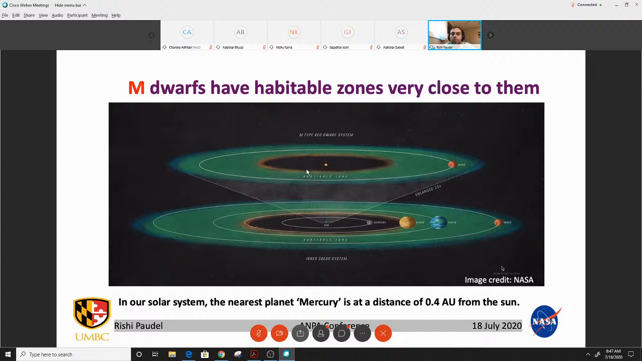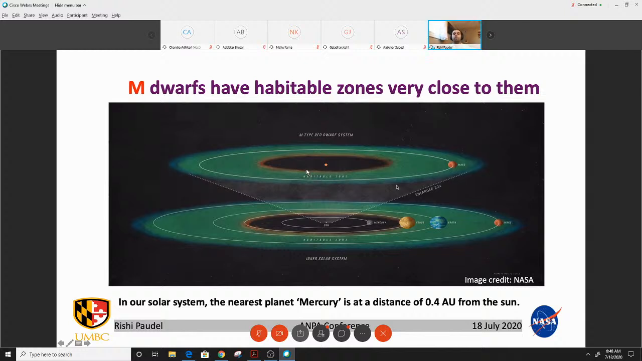Here I show a closer comparison of our solar system and an M dwarf planetary system. We can see the habitable zone of the M dwarf lies inside the orbit of Mercury. We know that the nearest planet, Mercury, is at a distance of 0.4 AU from the Sun, and we also know we are at a distance of 1 AU from our Sun. So we can see the habitable zone of the M dwarf is very, very close to them.